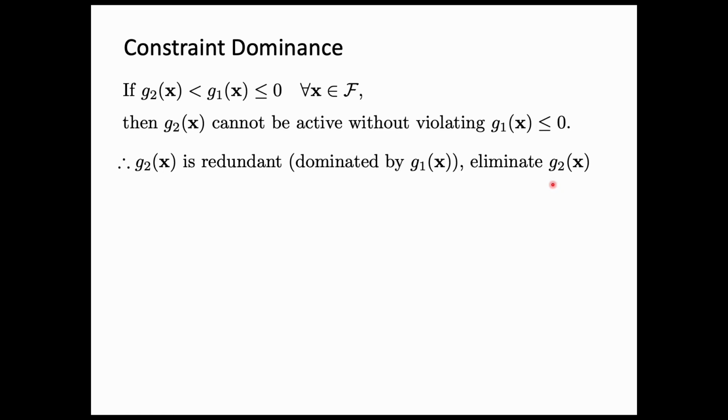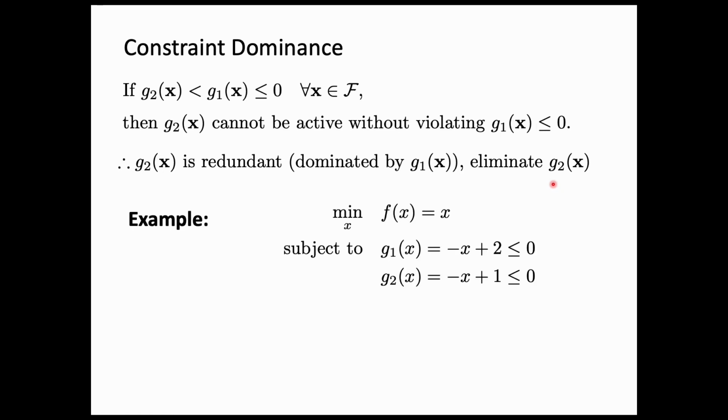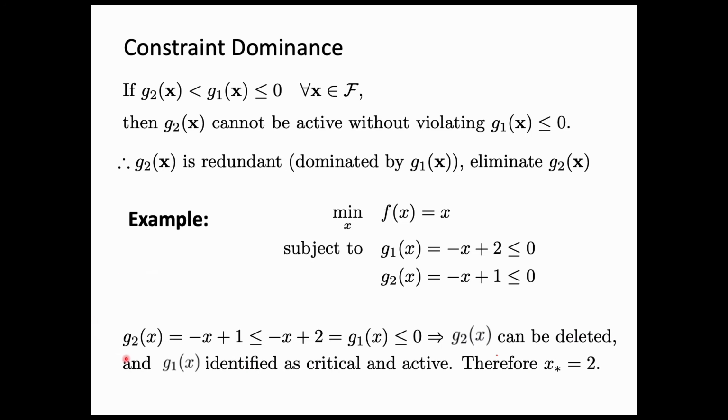If we have fewer inequality constraints, that tends to improve computational efficiency. Here's an example. Here we're minimizing f of x equals x, so a linear objective function, and two linear inequality constraints. In this case, we can see that g2 of x is minus x plus 1. And if g2 of x is minus x plus 2, then g2 of x is always going to be greater than g1 of x. Therefore, g2 can be deleted.